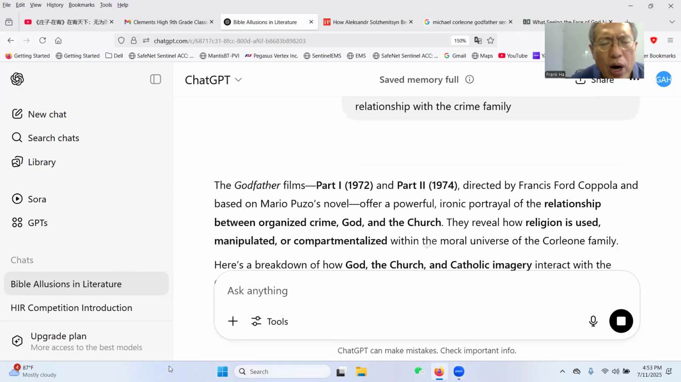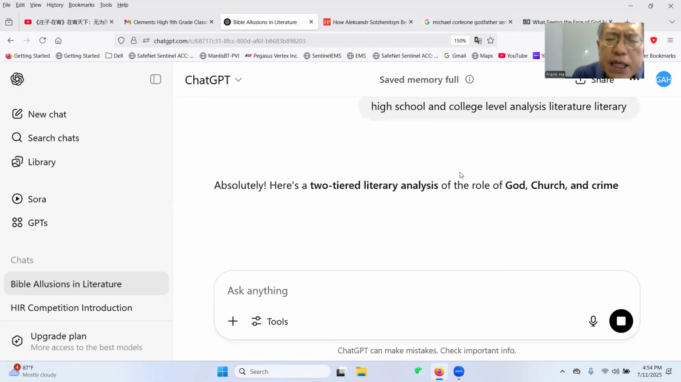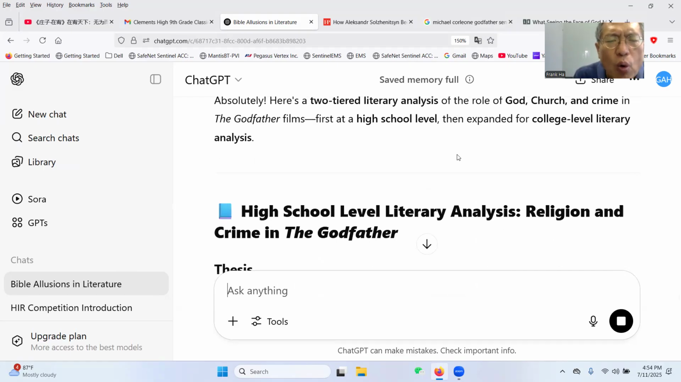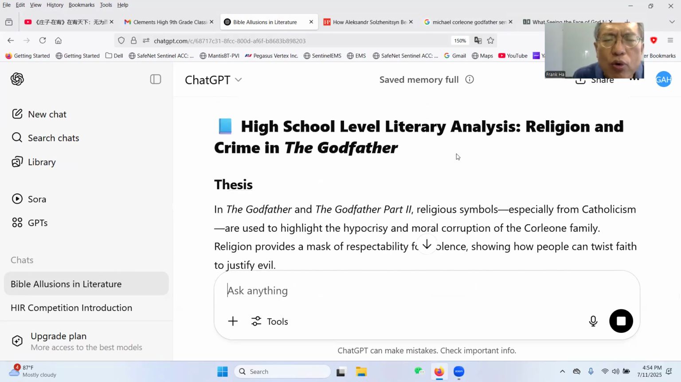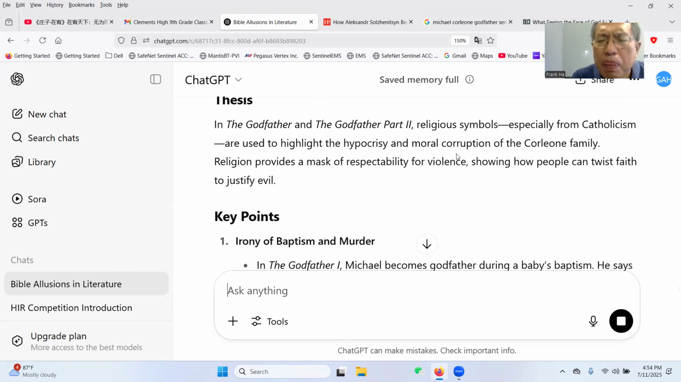So, I want a high school and college level literary analysis. That will be your homework. You read it, and you watch the summary: high school level literary analysis, religion and crime in The Godfather.